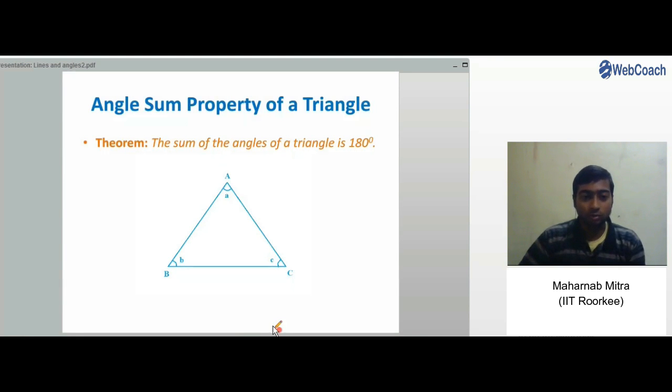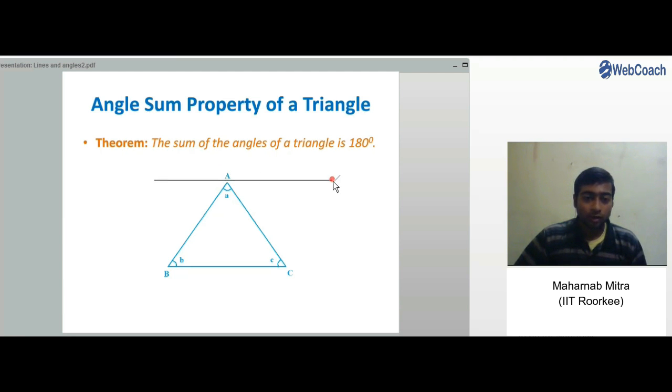So let's move on. Let's talk about the angle sum property of a triangle, and I think you know this theorem well. The sum of angles of a triangle is 180 degrees, right? Now how do we prove this theorem, that the sum of angles is always 180 degrees? Here also we use the concept of parallel lines, and we need to do some construction. So let's do it.